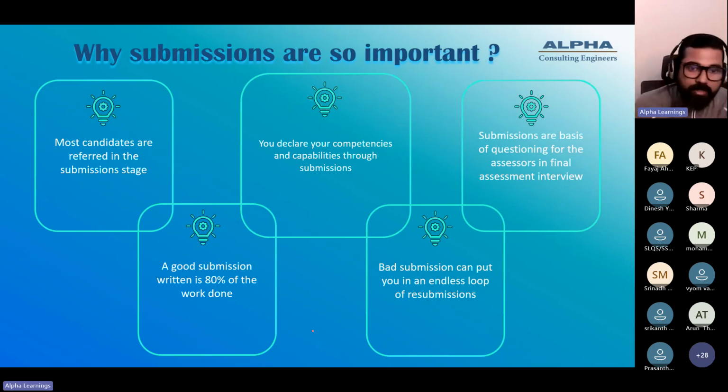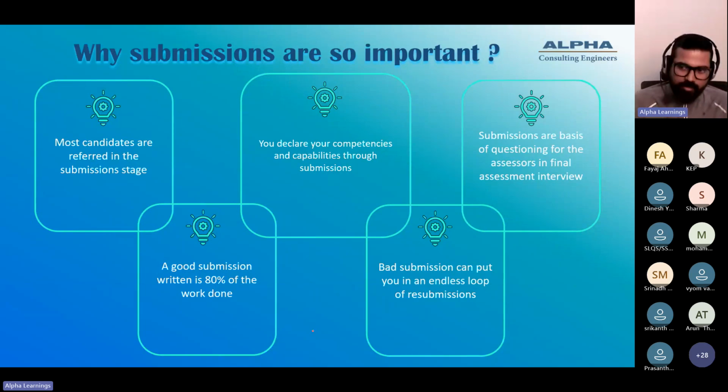So that is one part. Now, if you make good submissions, it is 80% of the work done. Once a candidate comes with a good submission to the final interview, the perception of the assessors is bound to change on the positive side, because it's a holistic process.